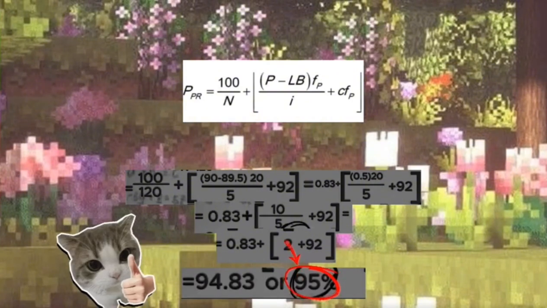90 minus 89.5 equals 0.5. 0.5 times 20 is 10. Still copy the remaining number. And 10 divided by 5 is 2. And finally, 83 plus 2 plus 92 is 94.83 or 95.